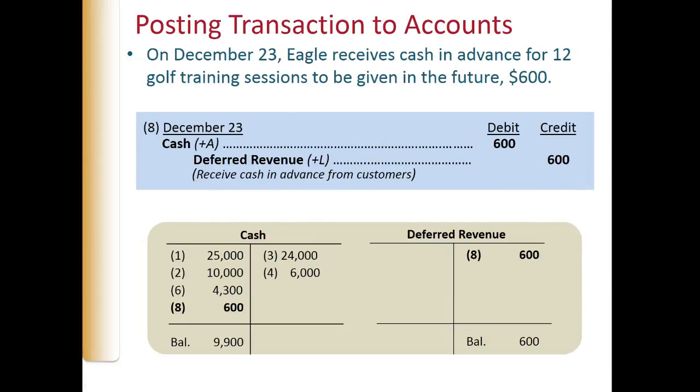On December 23rd, Eagle receives cash in advance for 12 golf training sessions to be given in the future, $600. That means we haven't provided it yet. We've got the cash, but we haven't done the work, right? So cash increases, which is an asset, but our deferred revenue, which is a liability, increases, doesn't it? $600. Do you see here the account cash shows a debit here? Our deferred revenue, which is a liability, shows a credit.